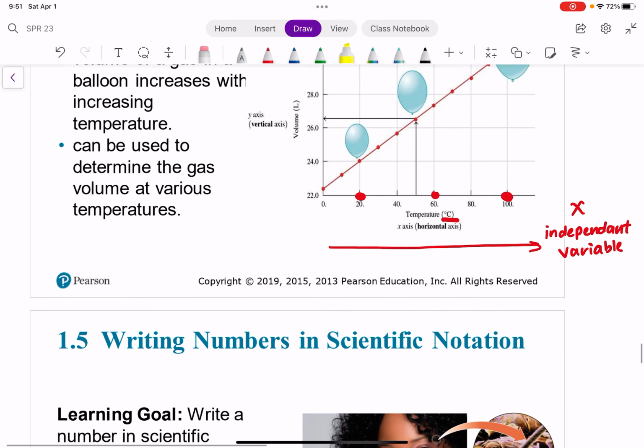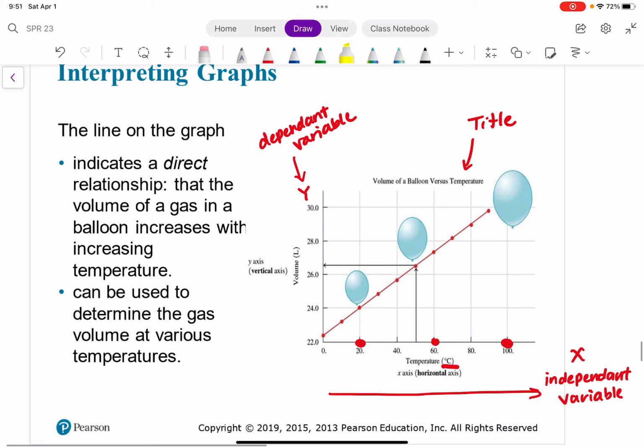I thought we had one more slide here. I guess not. Okay, so let's just read this side thing here. The line on the graph indicates a direct relationship: the volume of a gas in a balloon increases with increasing temperature. And that can be used to determine the gas volume at various temperatures.